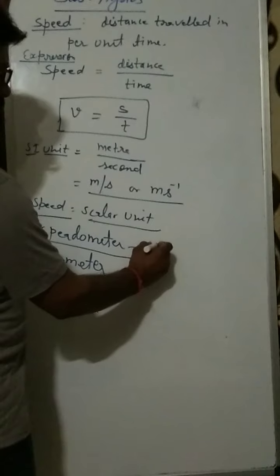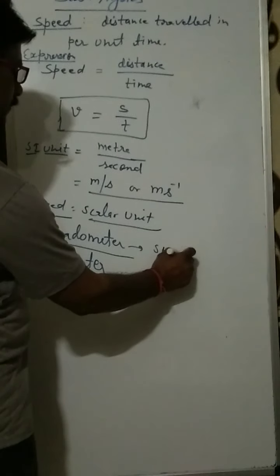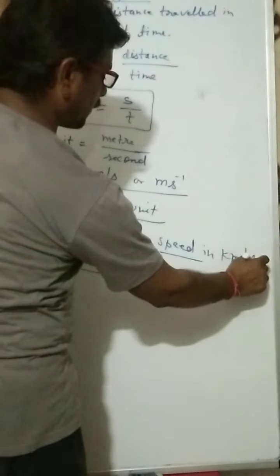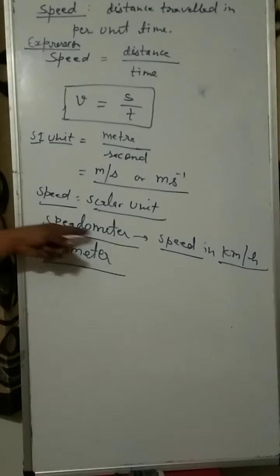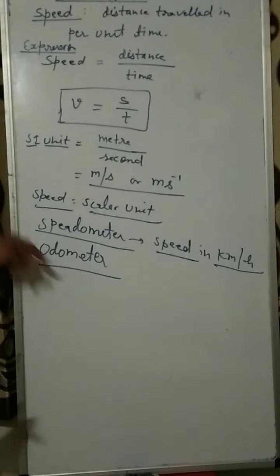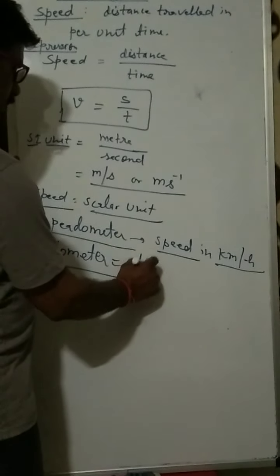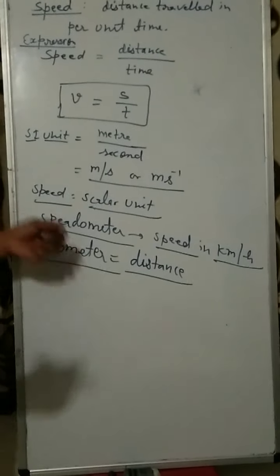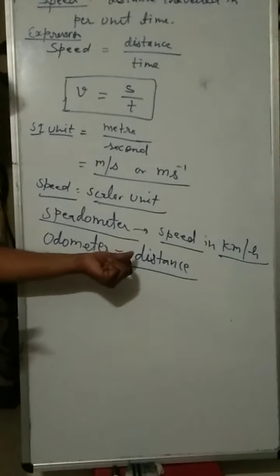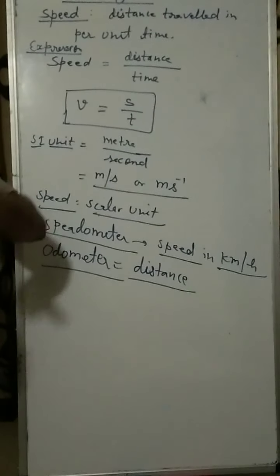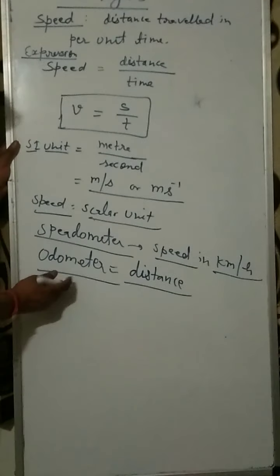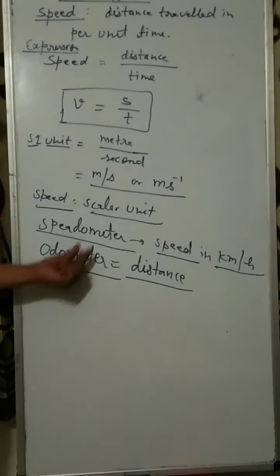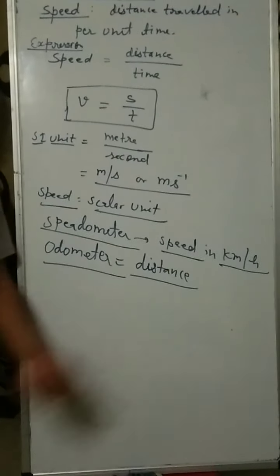Speedometer measures speed in kilometer per hour. Speedometer shows the speed in kilometer per hour, and odometer measures distance. How much distance is measured? You can see on the scale, like 100 kilometer, 1000, 1500, these kilometers are measured by the odometer. So two types of meter scale are there, speedometer and odometer. Speedometer measures the speed in kilometer per hour.